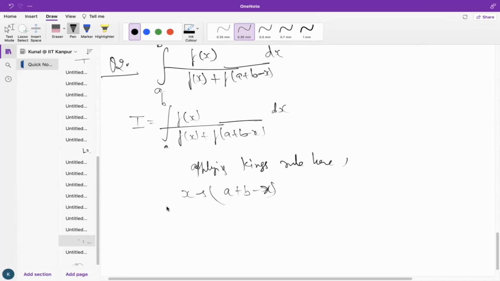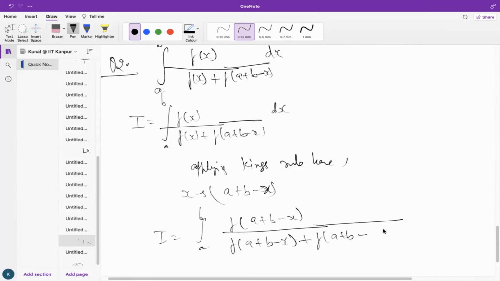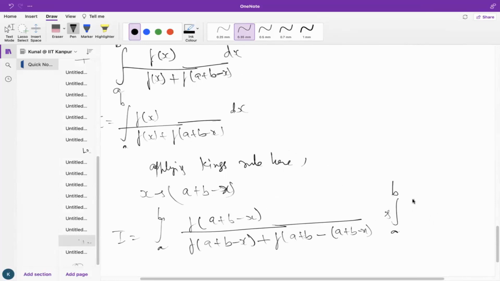So when I do that, we have to integrate from a to b. I have to replace x by a plus b minus x, upper limit plus lower limit minus x. Same thing, f of a plus b minus x, and plus f of a plus b, and we have to replace x by a plus b minus x. So what I get here is we are integrating from a to b f of a plus b minus x divided by f of a plus b minus x plus f of x. If you simplify it, you get the value of x.